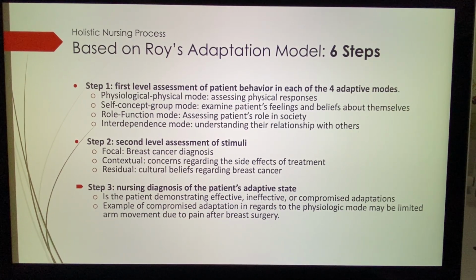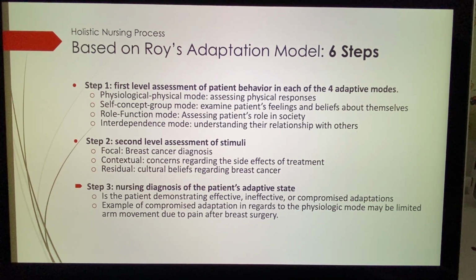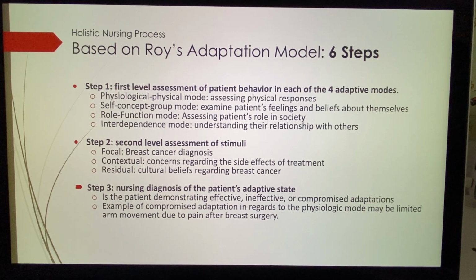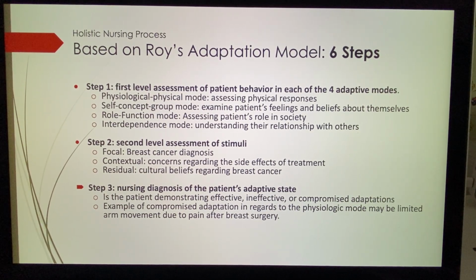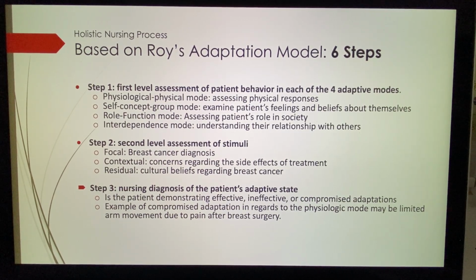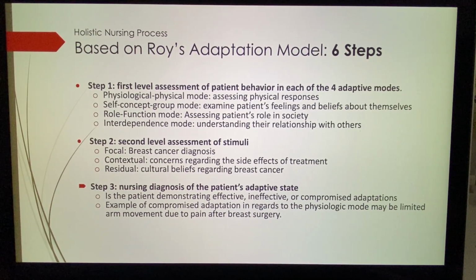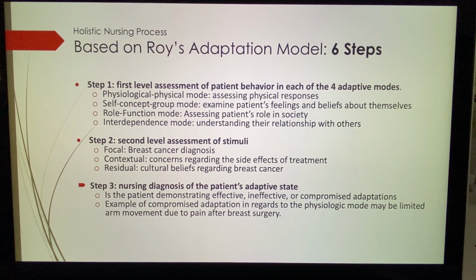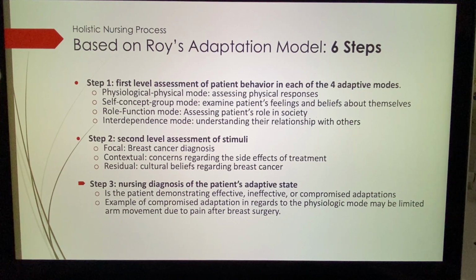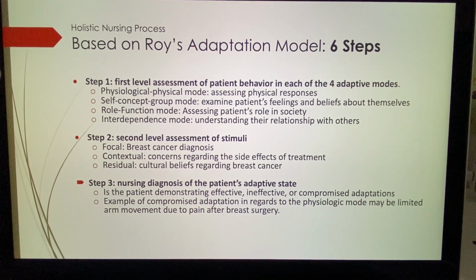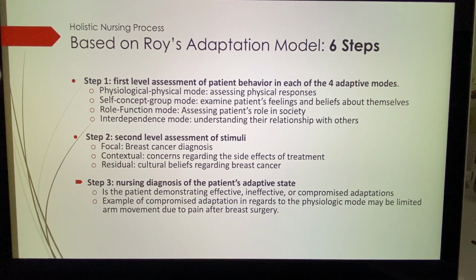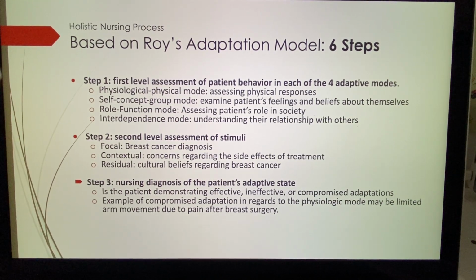There's the role function mode, which is assessing the patient's role in society, like are they a parent, spouse, or employee. The interdependence mode, which is understanding their support system, their relationship with others. And step two is the second level assessment of stimuli: focal, contextual, or residual stimuli. So the example of the focal is the breast cancer diagnosis itself. A contextual stimulus would be the concerns regarding the side effects of the treatment, and the residual would be any possible cultural beliefs regarding breast cancer.